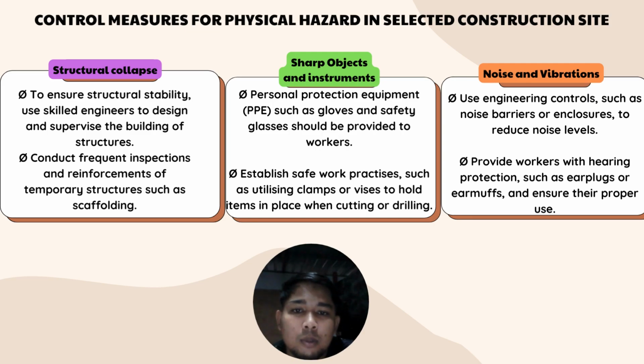I will continue with sharp objects and instruments. Personal protective equipment (PPE) such as gloves and safety glasses should be provided to workers, and establish safe work practices such as utilizing clamps or vises to hold items in place when cutting or drilling. And lastly is noise and vibrations. Use engineering controls such as noise barriers or enclosures to reduce noise levels. Provide workers with hearing protection such as earplugs or earmuffs and ensure their proper use.